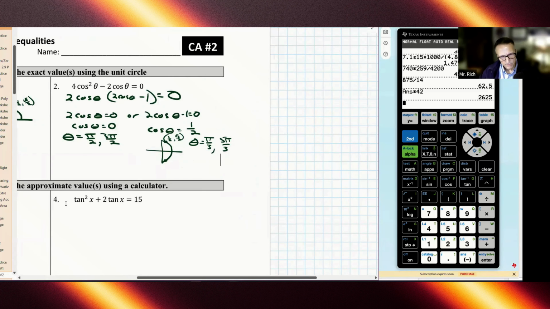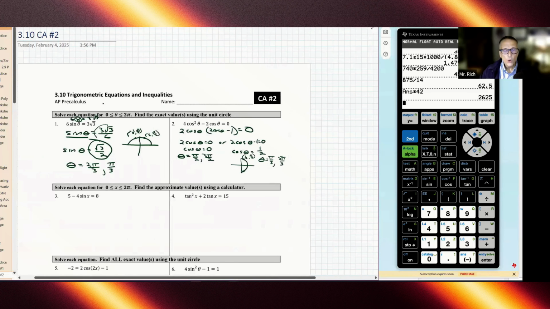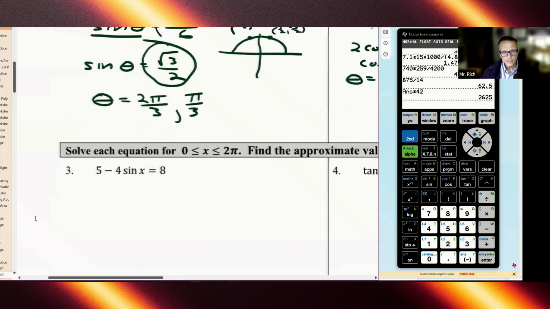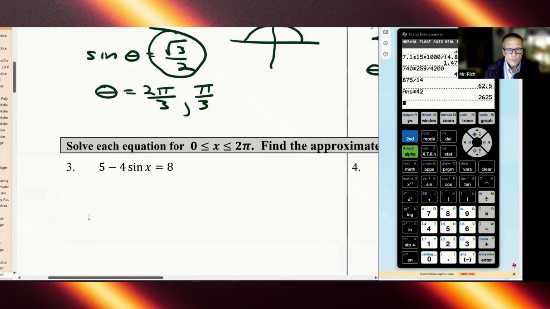Okay, let's keep rolling. Do they get harder? Oh yeah, they get harder. Still, let's talk about finding the approximate value using a calculator. You might think, boy, that's going to be easy using a calculator. No, actually, it's going to be a little bit harder, believe it or not. It's going to be harder to determine what that other value is, because the calculator, when we use it, is only going to give us one of the solutions, and then we have to figure out mathematically what that second solution is. Let me show you.